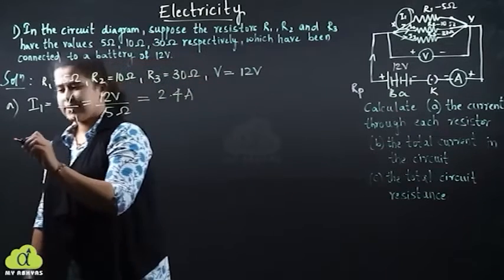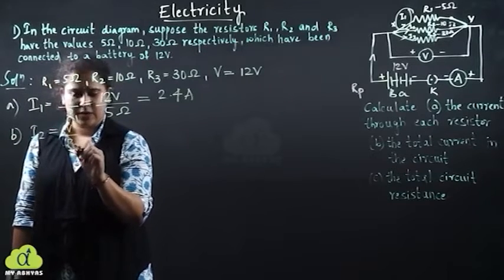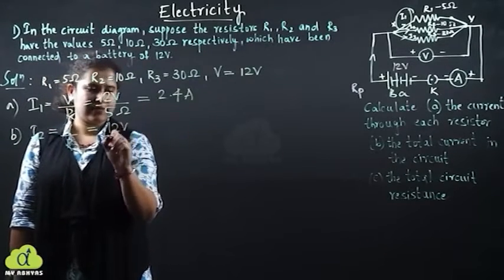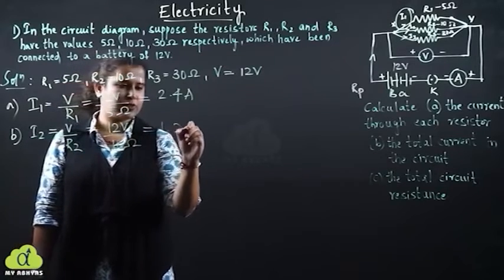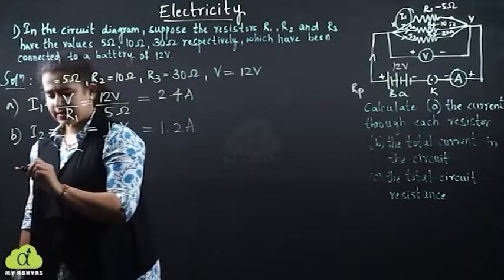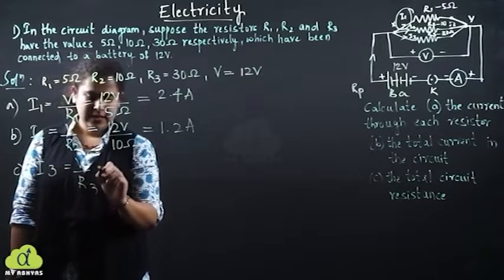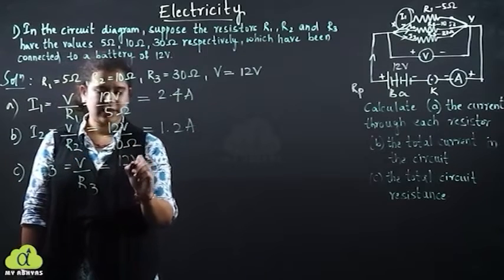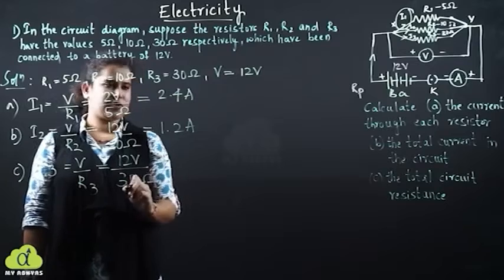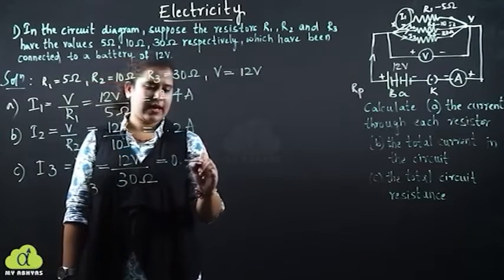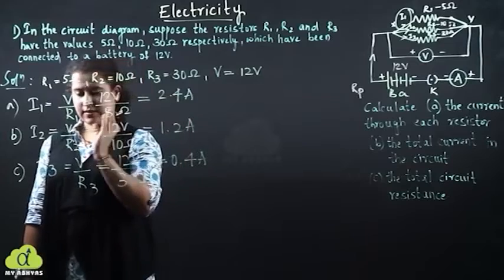Clear? After this, second one, I2 I have to find out. That will be V divided by R2, which is equal to 12 volts divided by 10 ohm. So that will be 1.2 amperes. Next is C, I3 is equal to V divided by R3, which is 12 volts divided by 30 ohms. The answer for this will be 0.4 amperes. Approximately 0.4 amperes will be the current I3.